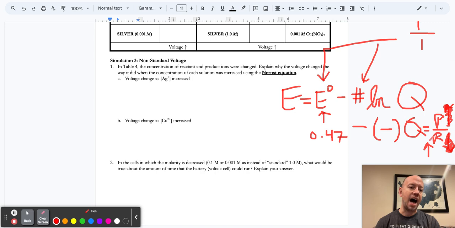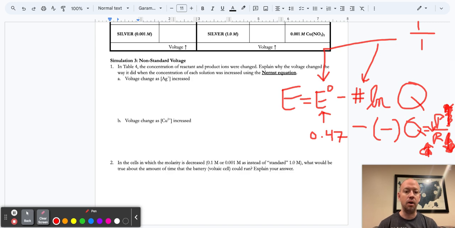Or if I didn't have more reactants, but I took away some products, now my ratio of reactants to products isn't my standard ratio. So the cell tries to make more products. It becomes more favorable. Even though I don't have more reactants, that lack of products makes the forward reaction more favorable. Same idea. I could keep this as a 1, make that a decimal, a negative, and a negative becomes a positive.